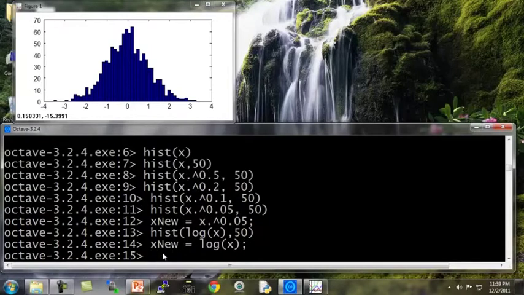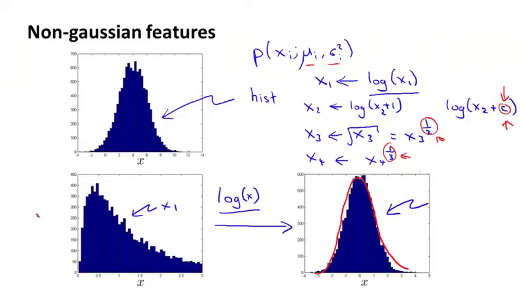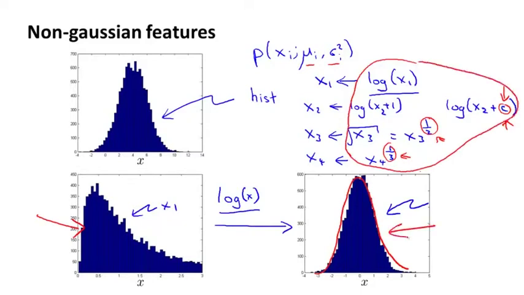So to summarize, if you plot a histogram with the data and find that it looks pretty non-Gaussian, it's worth playing around a little bit with different transformations like these to see if you can make your data look a little bit more Gaussian before you feed it to your learning algorithm. Although even if you don't, it might work okay, but I usually do take this step.